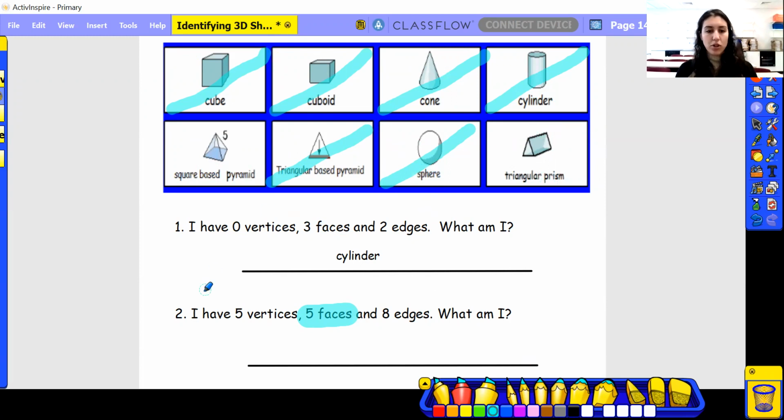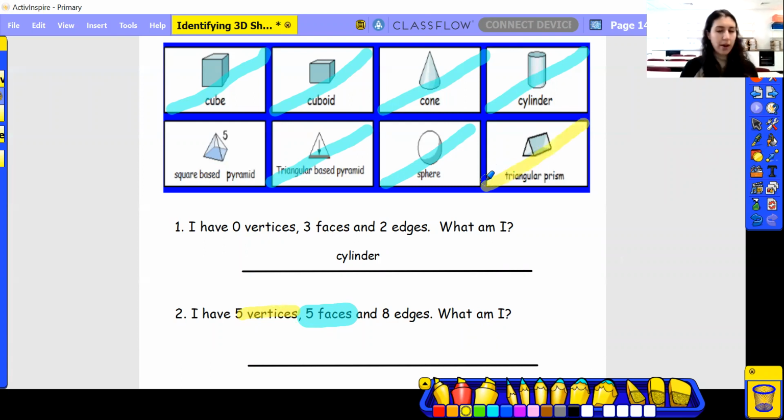So now I need to choose another characteristic to work out whether it is the square-based pyramid or the triangular prism. So let's have a look at the vertices. How many vertices? Well, I've got the prism in my hand. Let's do the prism. So this has got 1, 2, 3, 4, 5, 6. So I know it's not my triangular prism.